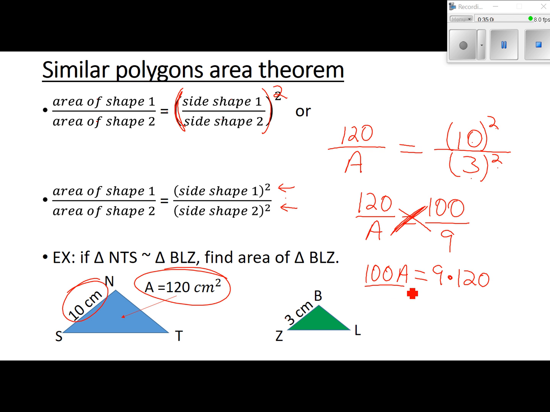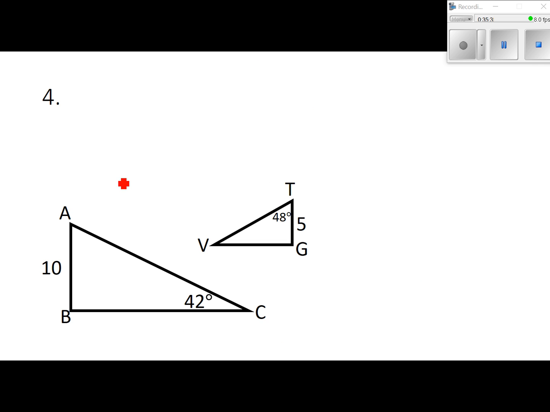And then all you're going to do once you have that done is divide both sides by 100. These are going to cancel out, and that's going to leave you with the area for that second shape, for that green shape. Again, those two theorems have nothing to do with your assignment. It's just something that normally I would go over in class, so I wanted to give it to you so you have some understanding of it.